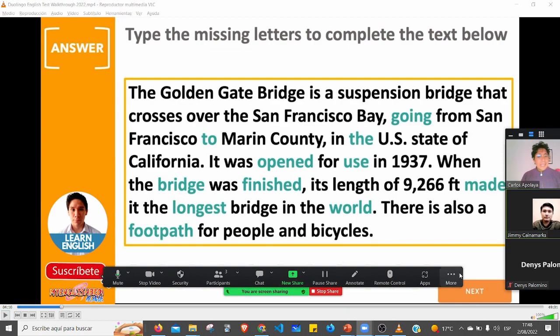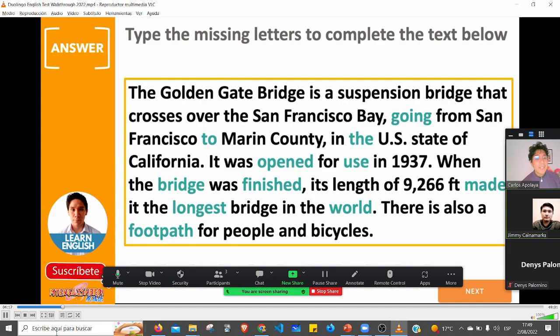¿Cuántos errores tuvieron aquí, Denise? How many mistakes did you make? At least one, right? No, three. How many? Five mistakes? Okay. What about you, Jimmy? Three, four, five. Five mistakes again. Okay. Veamos ahora cómo les va en el siguiente.